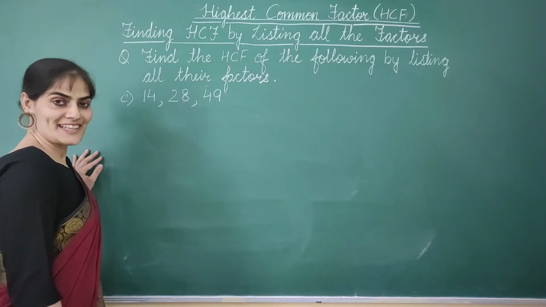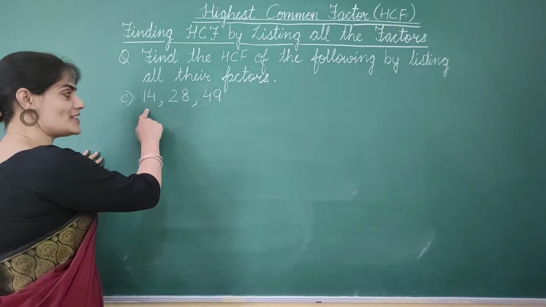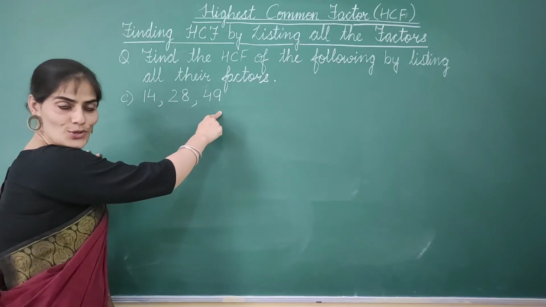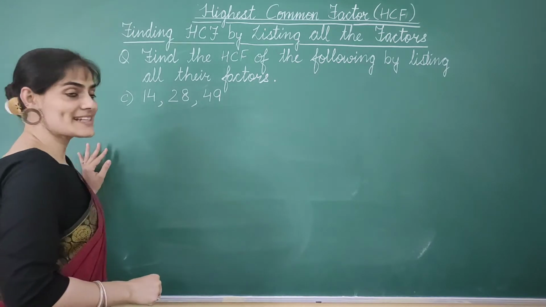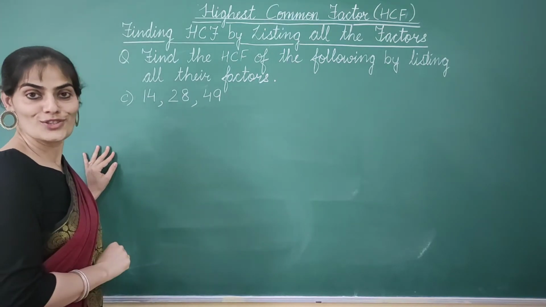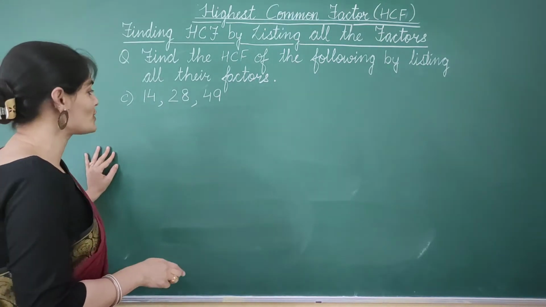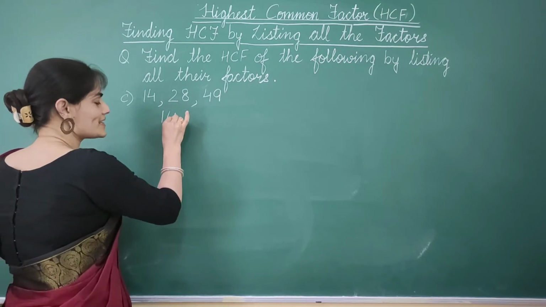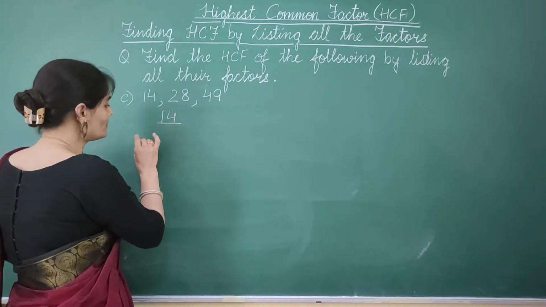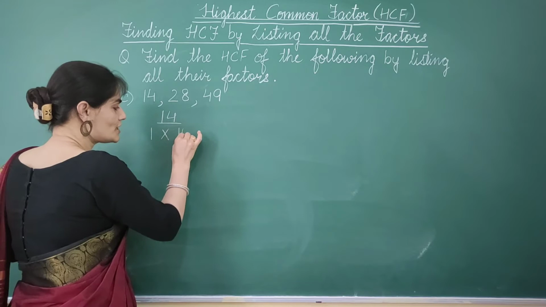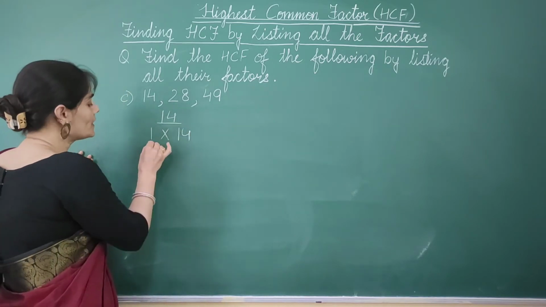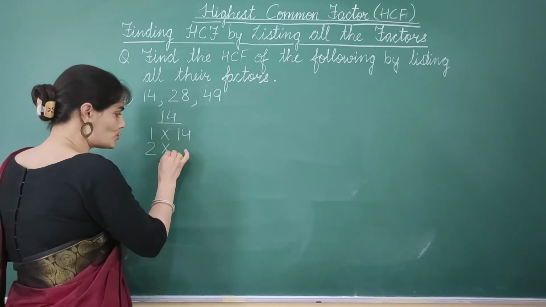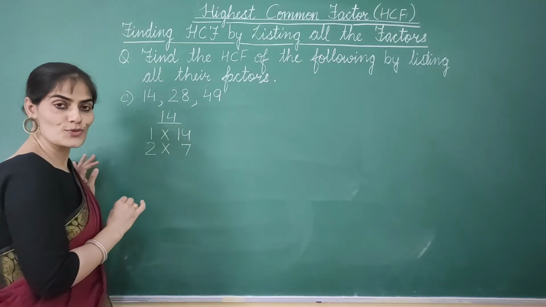Now we are finding the HCF of 14, 28 and 49. So let's list all the factors of the given numbers first of all. I start writing the factors of 14. 1 into 14 is equal to 14. Now the next counting number is 2. 2 into 7 is equal to 14.